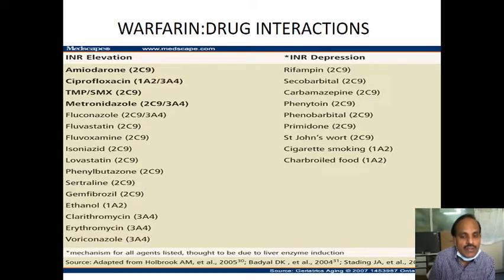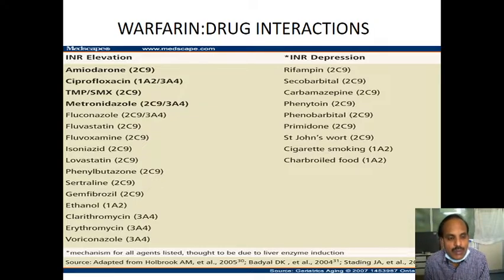Now look at the warfarin drug interactions list. This is only a very small list. If you pick up most drugs, they will invariably have some interaction or other with warfarin. Therefore, because of all these drug interactions, warfarin is not really a very safe drug to prescribe. Amiodarone, ciprofloxacin, metronidazole, fluconazole, fluvoxamine, phenylbutazone, erythromycin, voriconazole, all of these drugs inhibit the metabolism of warfarin, and therefore the warfarin level is elevated.